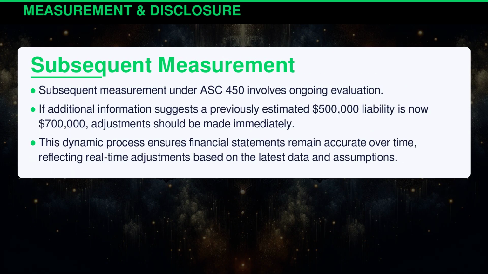Subsequent measurement under ASC 450 involves ongoing evaluation. If additional information suggests a previously estimated $500,000 liability is now $700,000, adjustments should be made immediately. This dynamic process ensures financial statements remain accurate over time, reflecting real-time adjustments based on the latest data and assumptions.